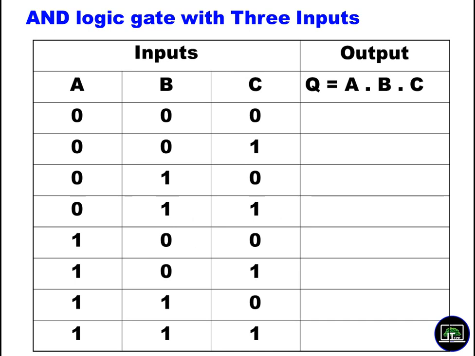Okay, now you can complete the truth table. Normally it is multiplication. You can simply multiply, simply, you can do that.